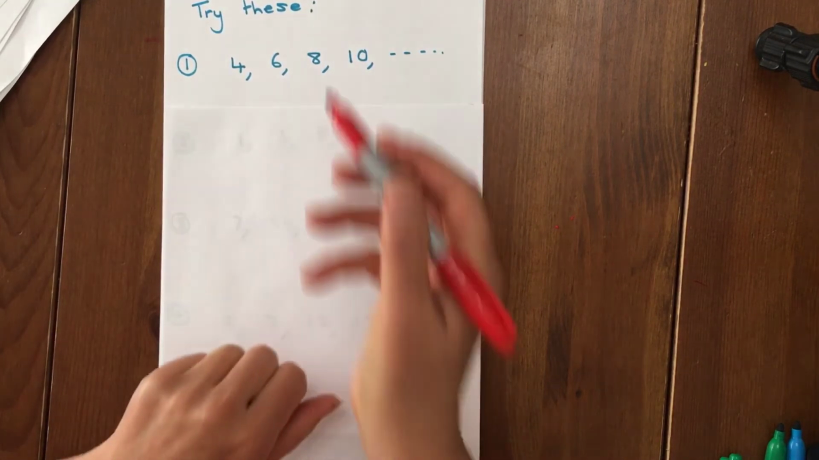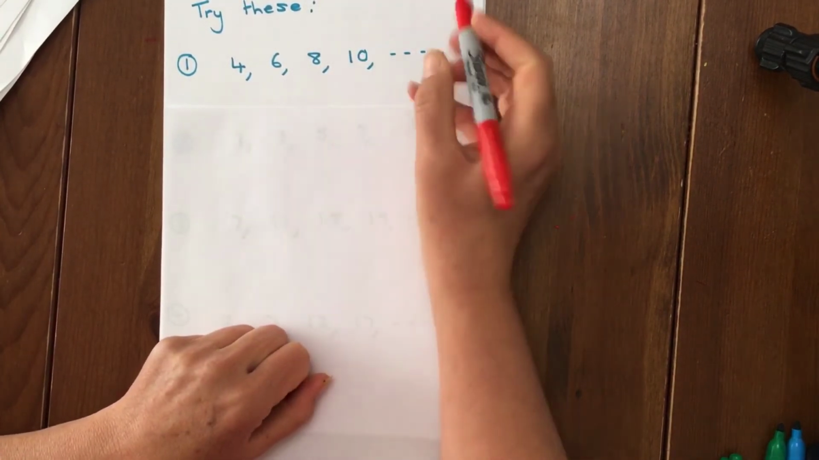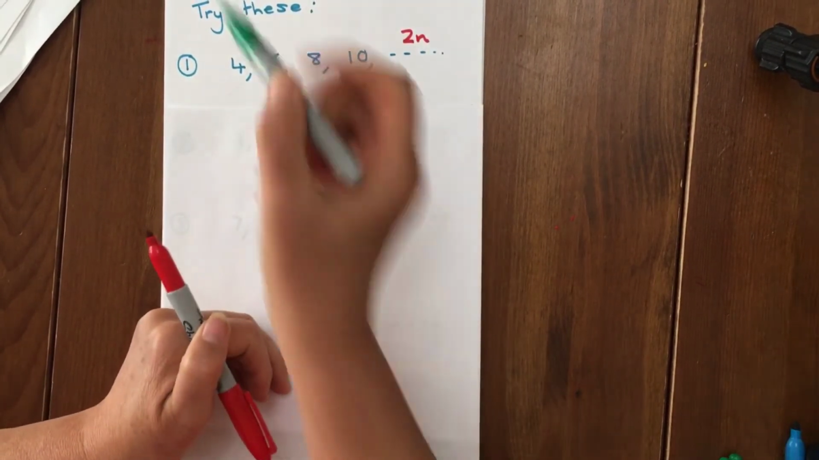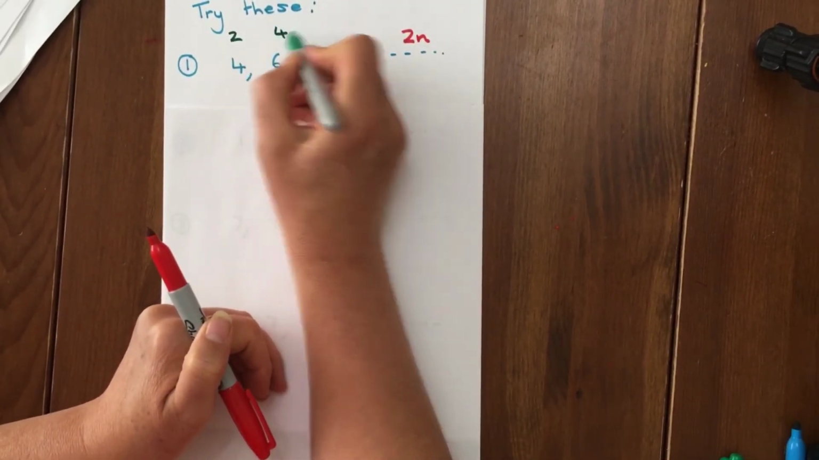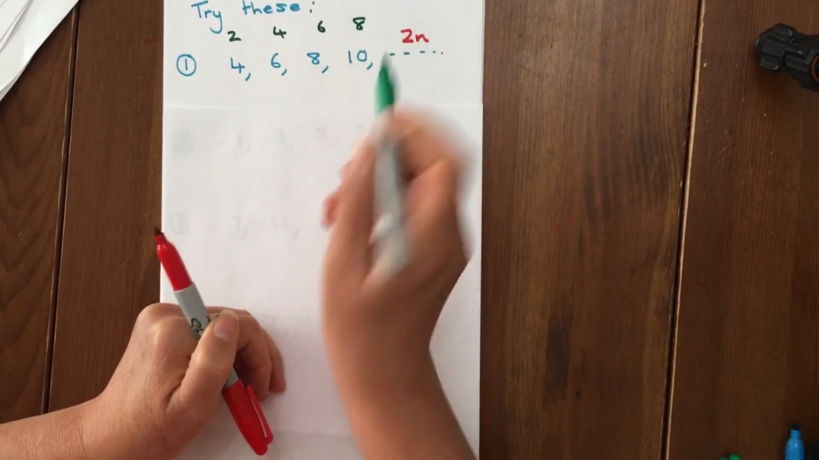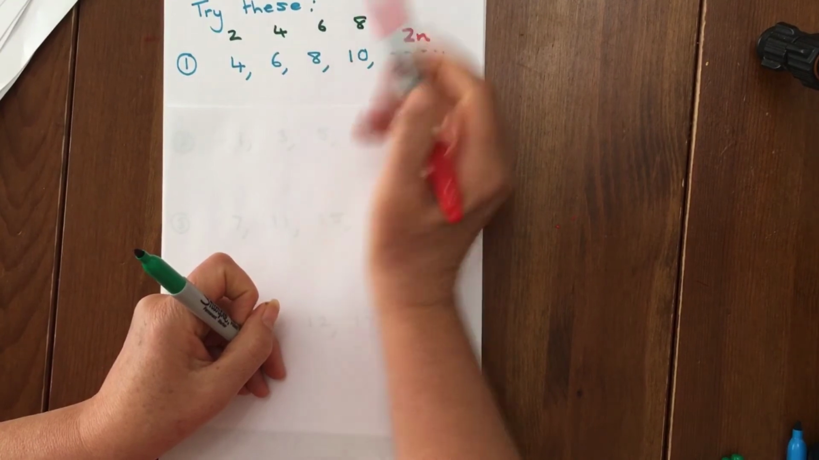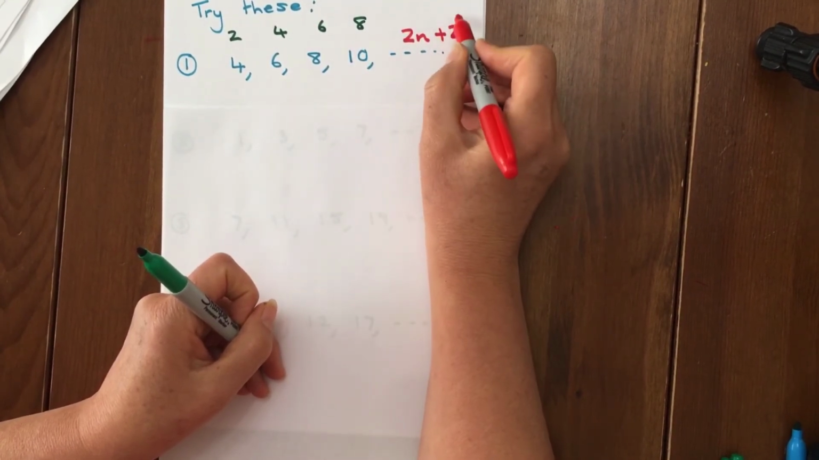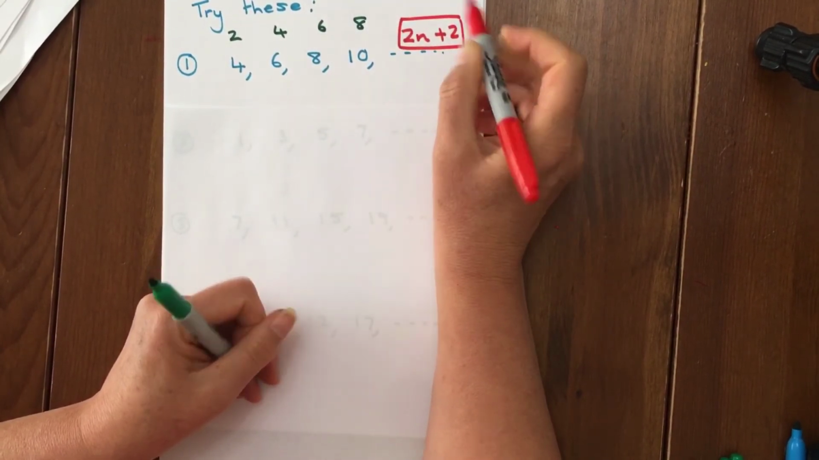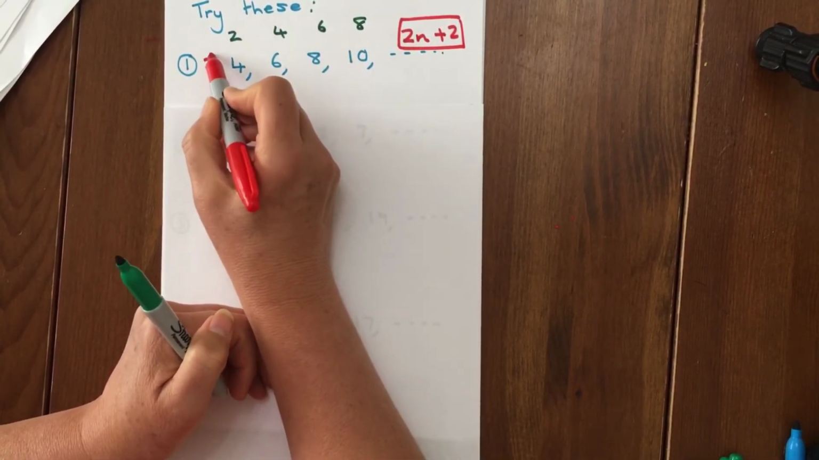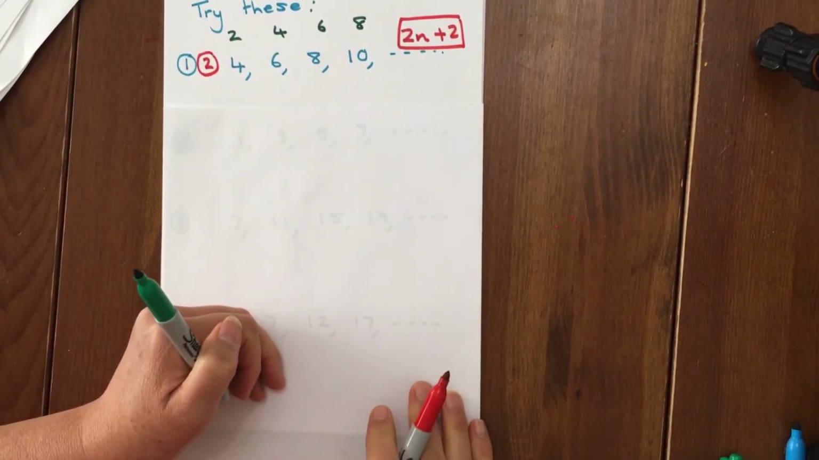Okay, question 1 is going up in 2s, so it's to do with 2n. I write down my 2n sequence at the top, starting off with 2. In each case I can see I'm adding 2. And also if I went back 2, because it's going up in 2s, I've got my add 2 here.